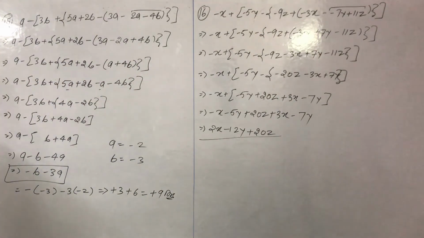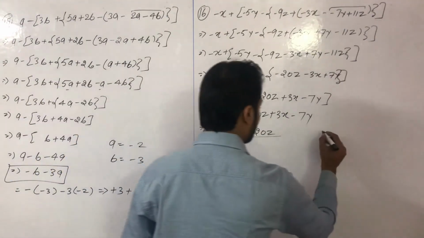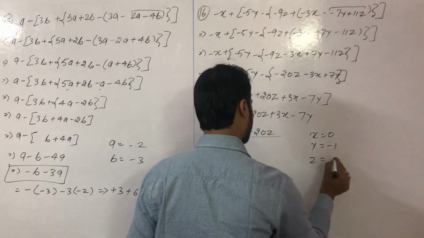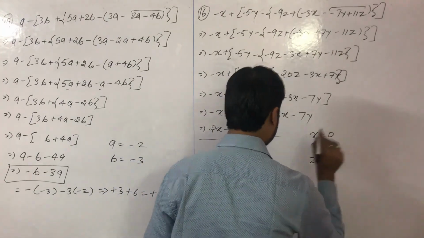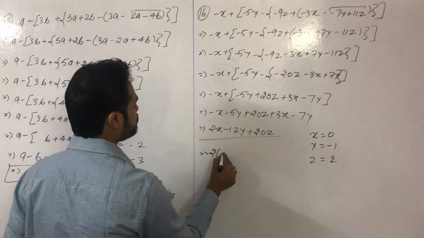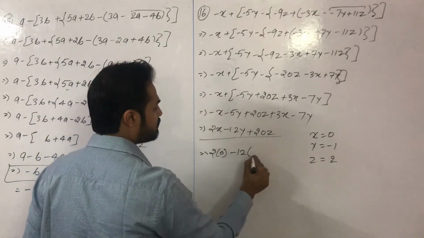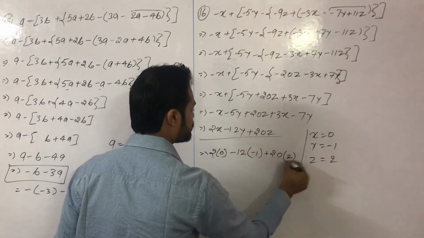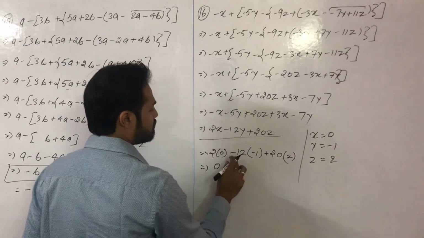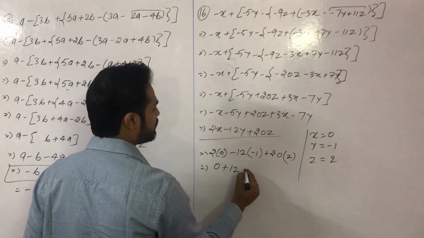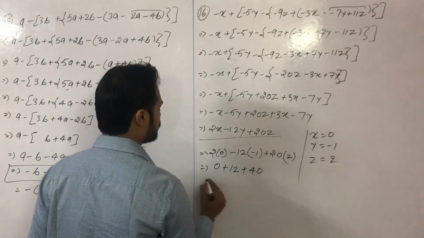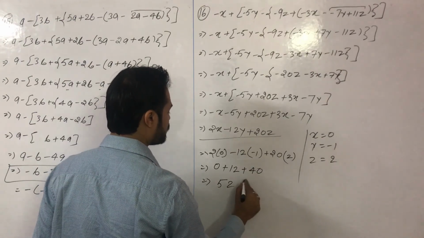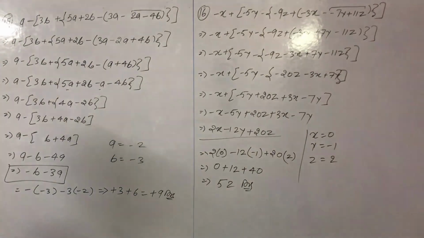Now we're putting the values of x, y and z. The value of x is 0, the given value of y is -1, and for z the given value is 2. So now after putting these values, 2 into 0, minus 12 into the value of y, -1, and plus 20z means 2. So 0 minus 12 into minus 1 is plus 12, and 20 into 2 is 40. So the final answer is 40 plus 12, 52. 52 is the final answer.